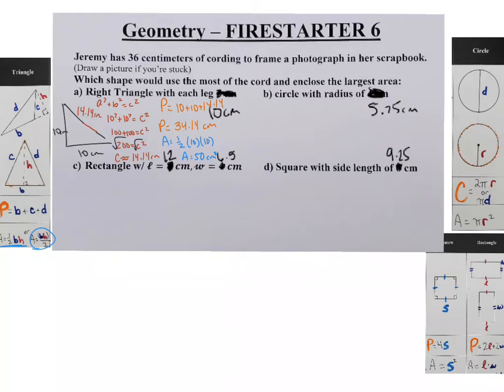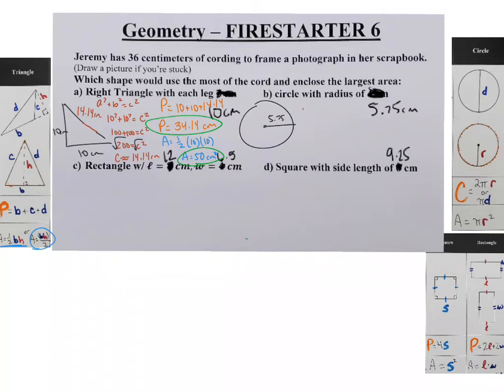So there is my, for comparison purposes, right? We're going to keep track of my perimeter. So I have about 1.86 chording left over, and I have 50 square centimeters. Now I'm going to do my circle. So my circle here has a radius of 5.75.